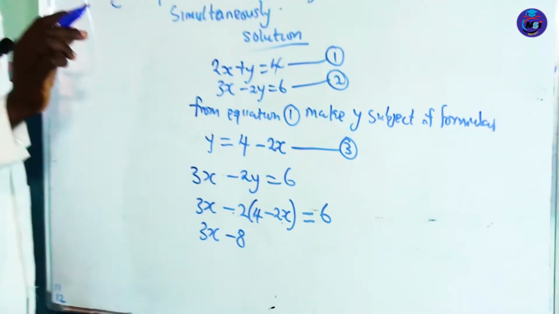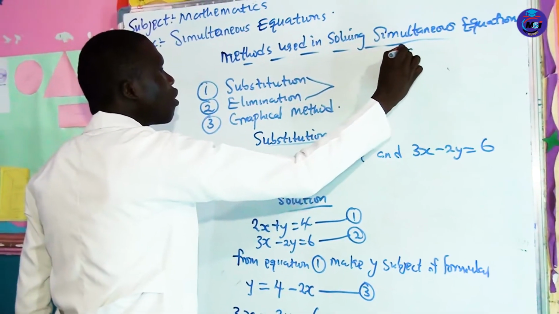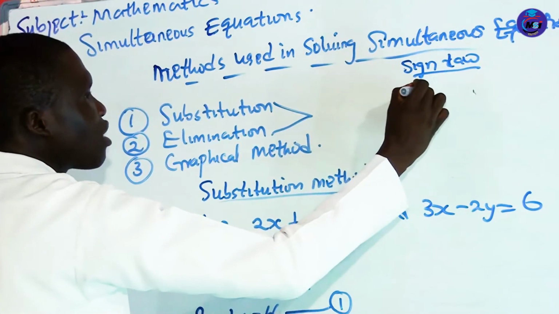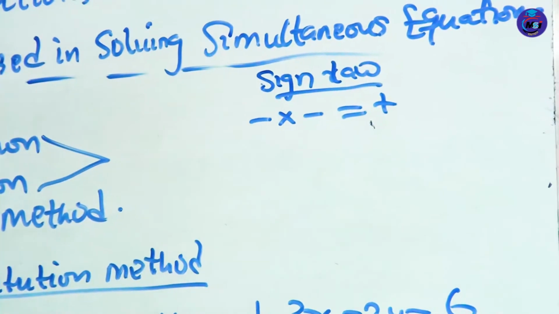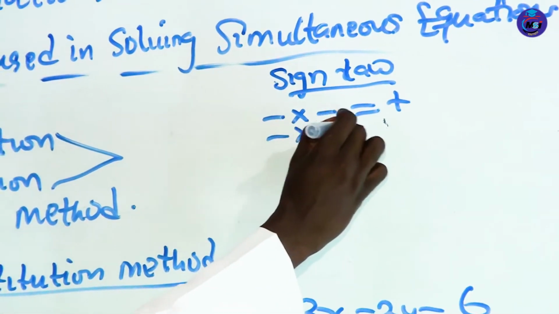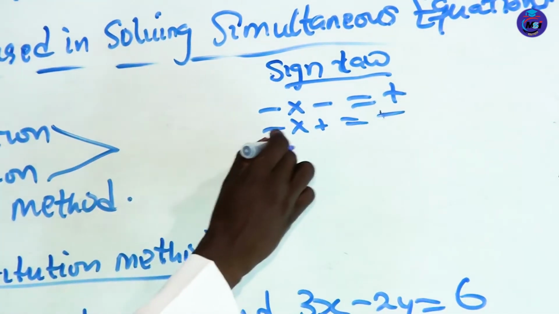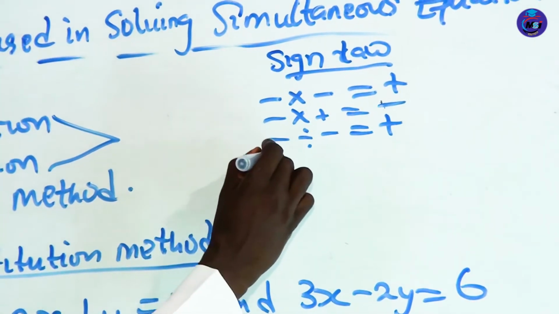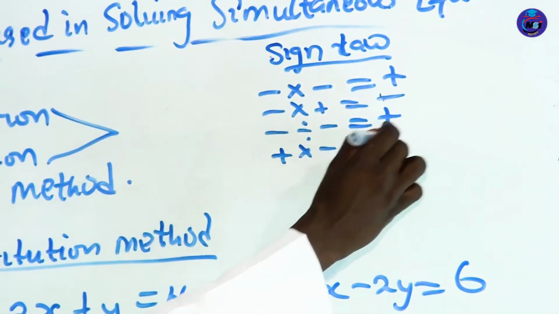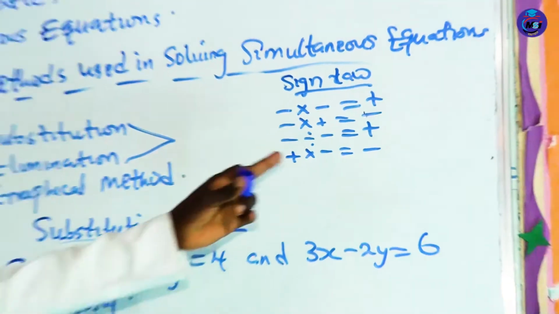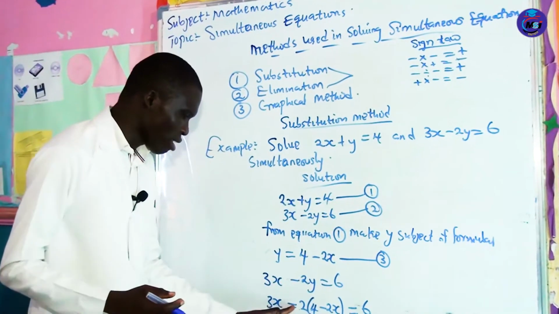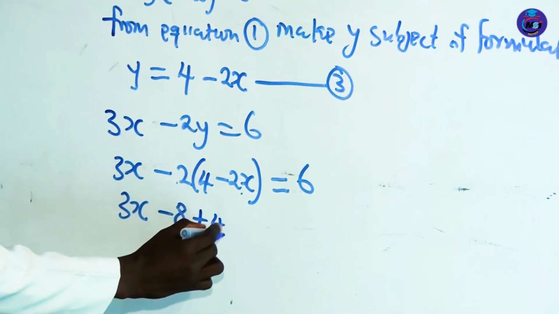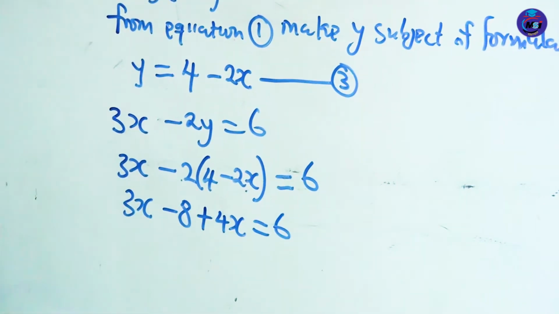That one will lead you to what we call the sign rule or sign law. Minus times minus will give us plus. Minus times plus will give us minus. Minus divided by minus will give us plus. Plus times minus will give us minus. So you can see what we are going to apply here. Minus 2 times minus 2x. We are going to have plus 4x equals 6.